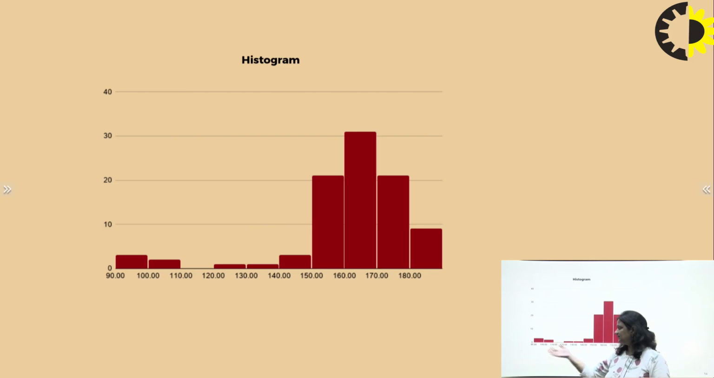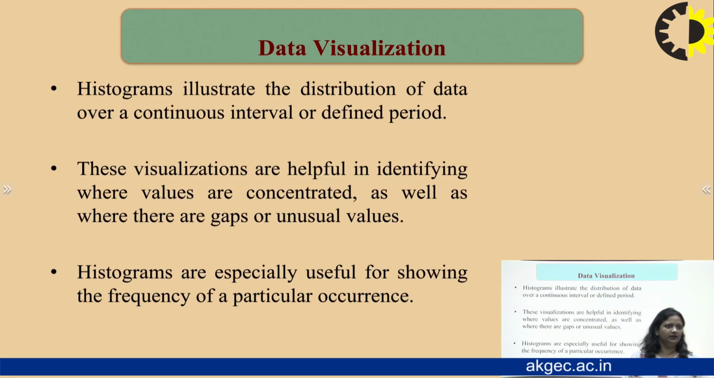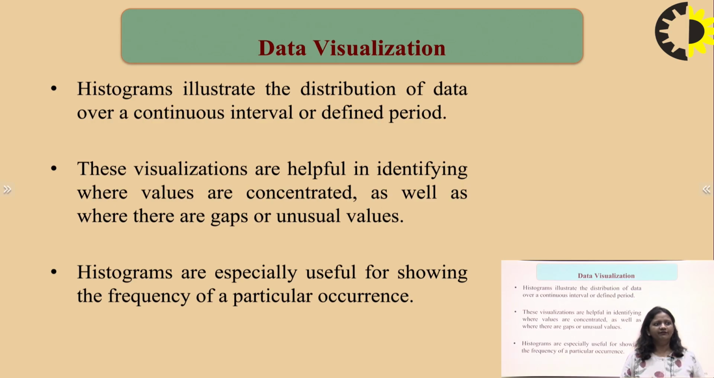On the horizontal axis, we show one category, and on the vertical axis, we take another attribute. Yes, a histogram illustrates the distribution of data over a continuous interval or a defined period. A histogram is used when we have a number of intervals, a continuous interval, or a defined period. These visualizations are helpful in identifying where values are concentrated, as well as where there are gaps or unusual values.